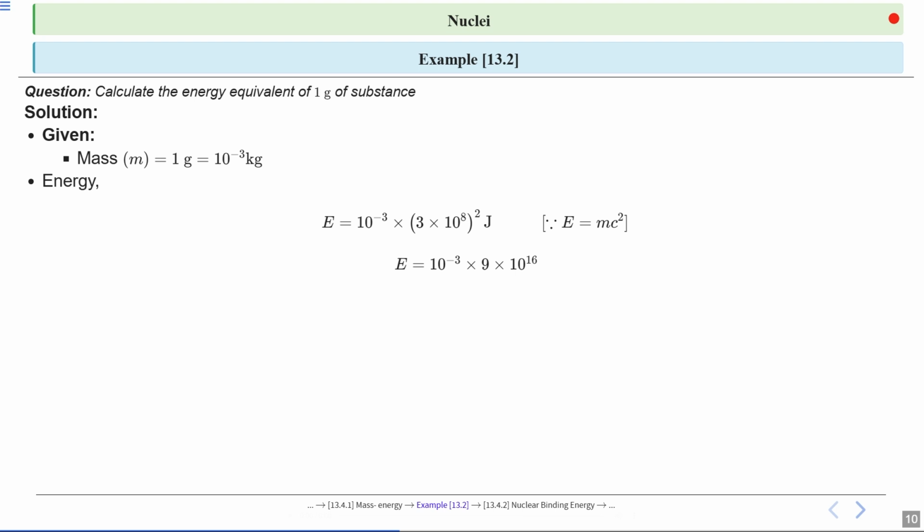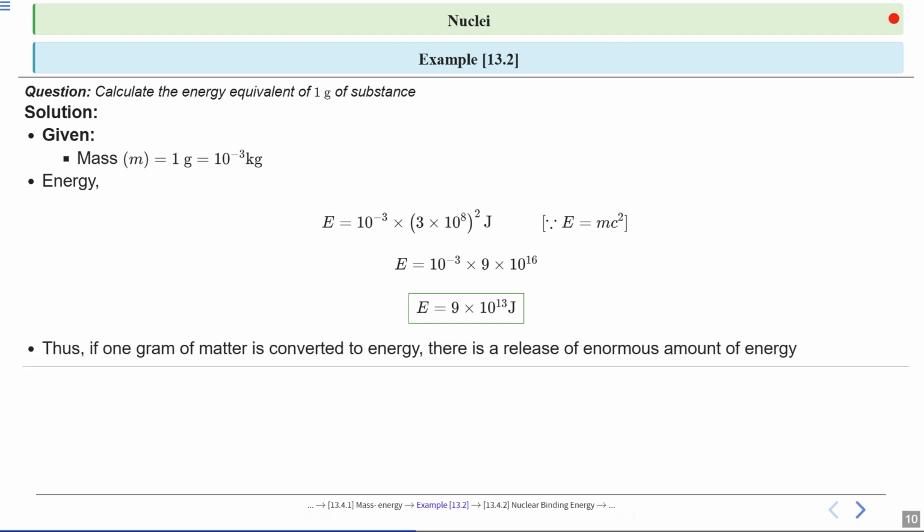Let's simplify the calculation. 3 into 10 to the power 8 squared is 9 into 10 to the power 16. So multiplying this by 10 to the power minus 3 gives us E equal to 10 to the power minus 3 times 9 multiplied by 10 to the power 16. Now let's finish the calculation. Multiplying 10 to the power minus 3 by 9 into 10 to the power 16 gives us 9 into 10 to the power 13 joules. That's an enormous amount of energy from 1 gram of matter.